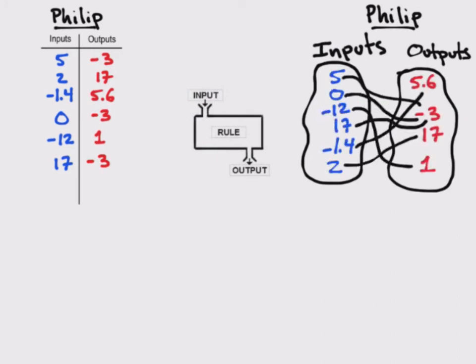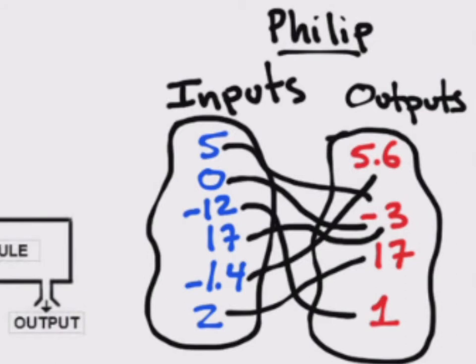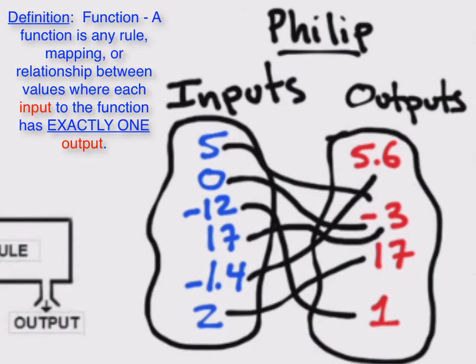All right, so here's our mapping diagram. Now, quick question. I noticed that a whole bunch of our inputs are all mapped to the output -3. So, is this indeed a function? Well, let's take a look at the definition again. Remember, a function is a relationship in which each input has exactly one output. Is that the case here?